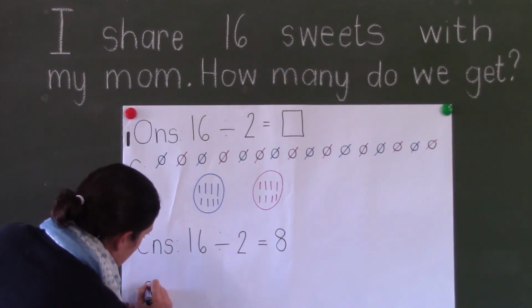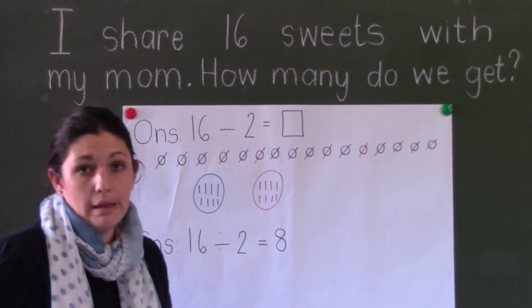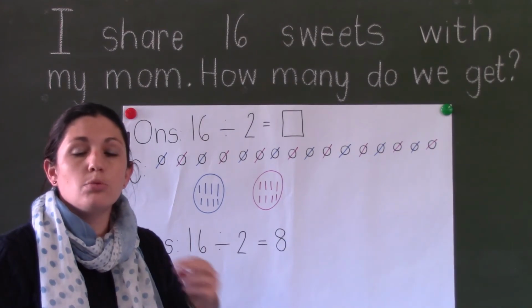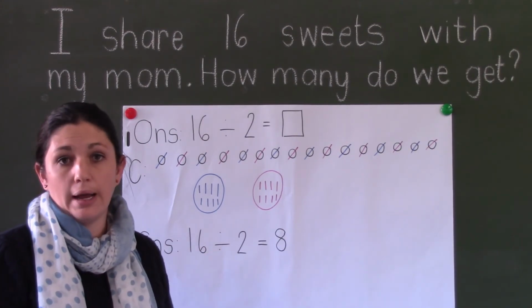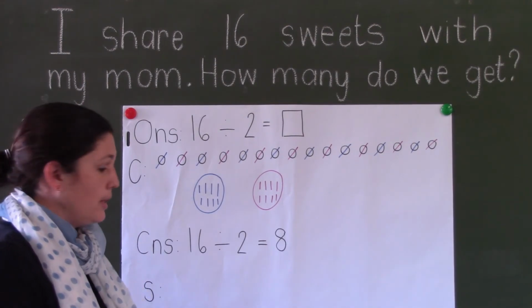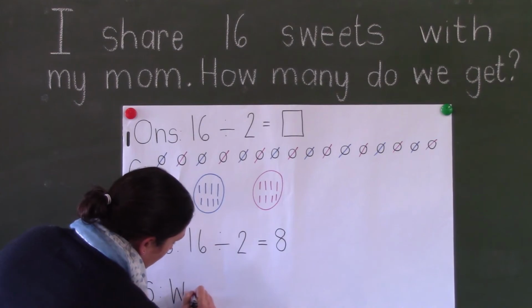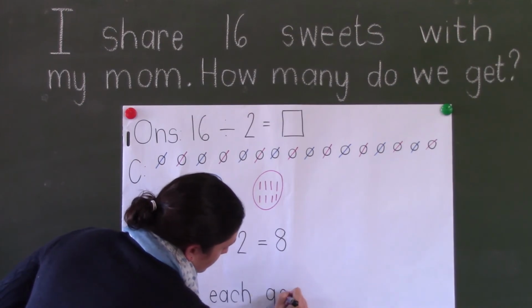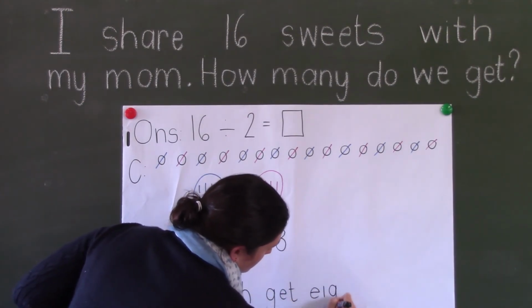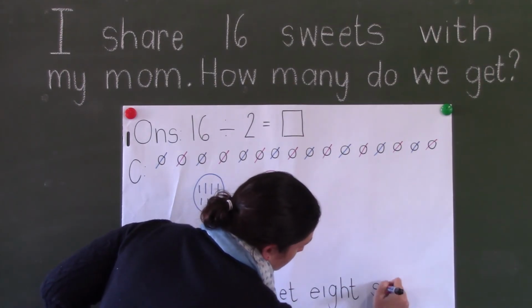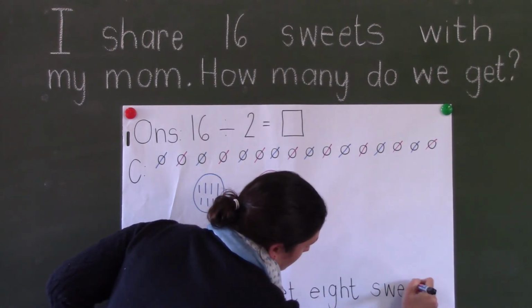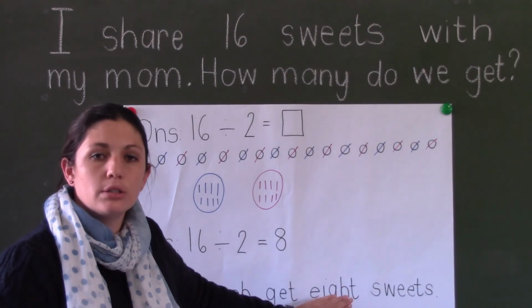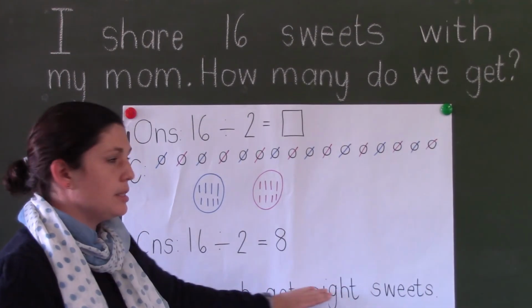And my sentence is not going to be that there are 8 left or that there are 16 altogether. My question wanted to know how many sweets do we each get? How many does my mom get and how many do I get? So we've got to answer that question over here. So we can write, we each get 8 sweets. And remember, the number over here is written in the number name and not the number itself, because we are writing it in a sentence now.